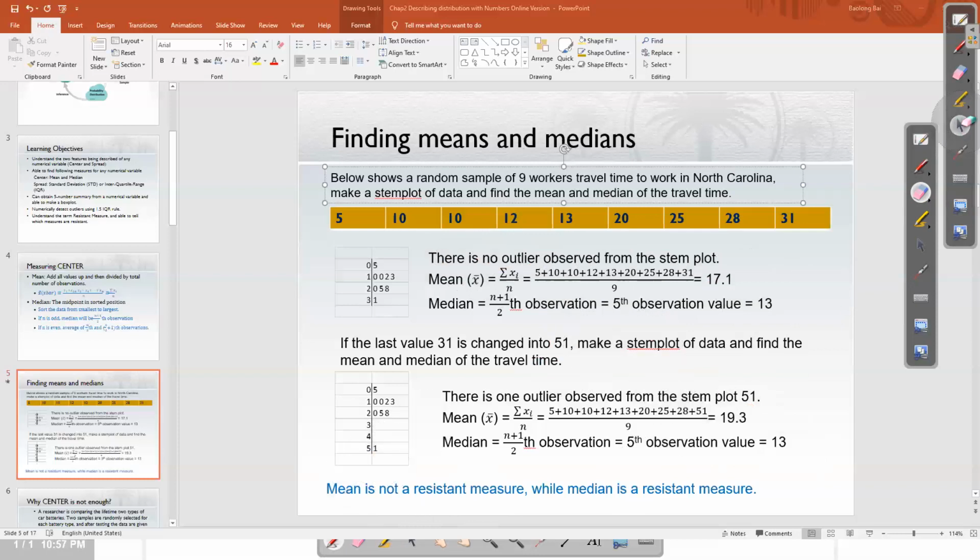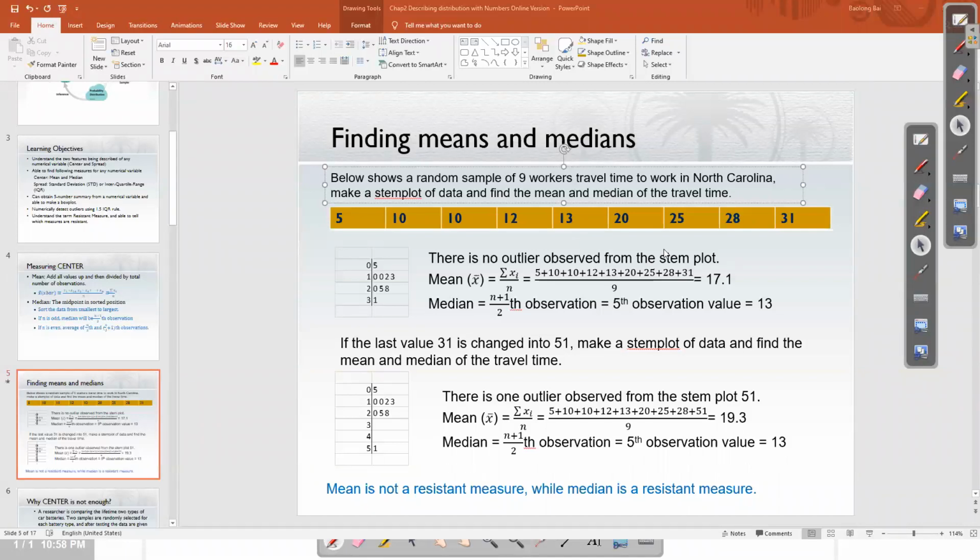That's what the resistant measure means. If the outlier is affecting the measure, that's not resistant. If the outlier doesn't affect the measure, that measure is resistant. So imagine if you change the 31 into like a million, right? You can see the mean will change a ton, but the median will stay the same, right?